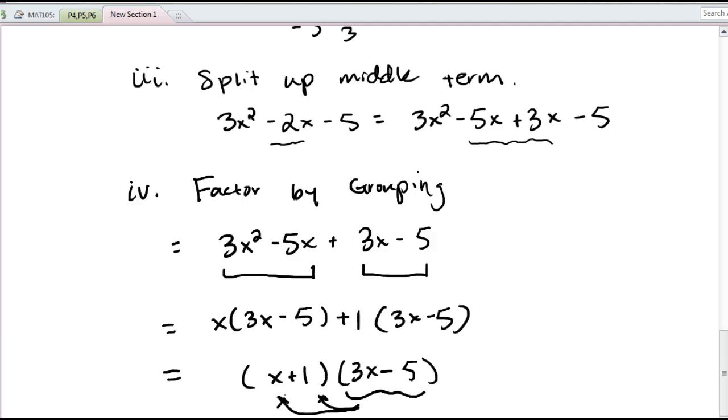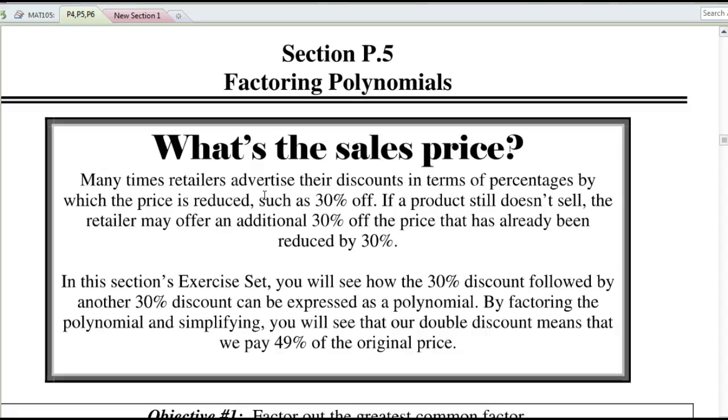And now at the end of all this work, we have finally done it and factored our trinomial that we started with, 3x squared minus 2x minus 5. So great job if you got that one, and if you were able to follow along. If not, it's okay, because we're going to get plenty more practice in the learning guide, which is where we are off to next. So welcome to the learning guide for P5.